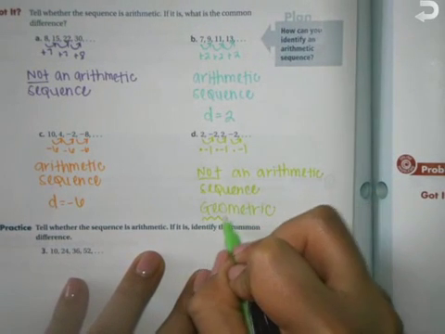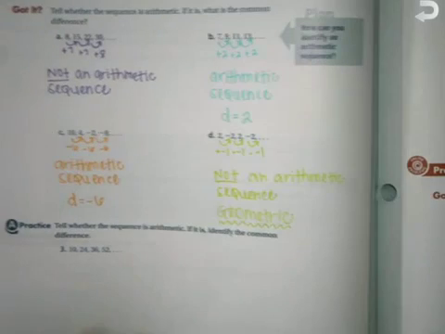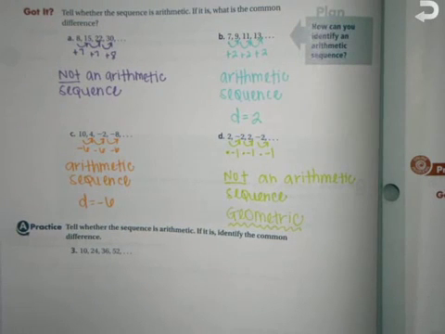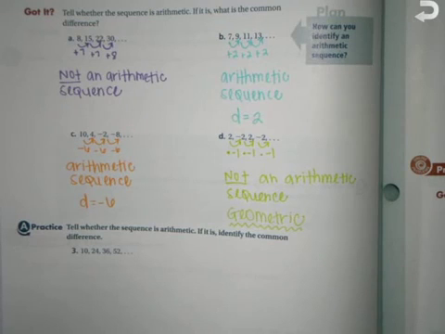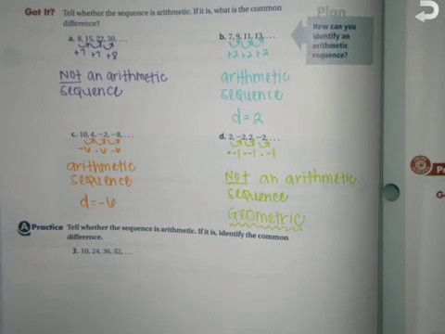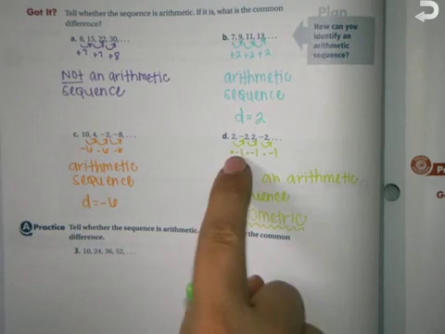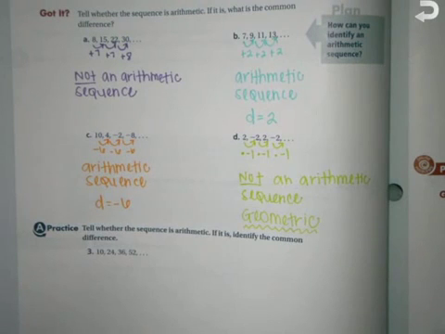Okay, so if we are multiplying something each time, it's called a geometric sequence. The number that you are multiplying by every time is called the common ratio. Multiplication, ratio. But we are only worried about arithmetic. So even though in part D we're multiplying by negative 1 each time, it's not arithmetic.